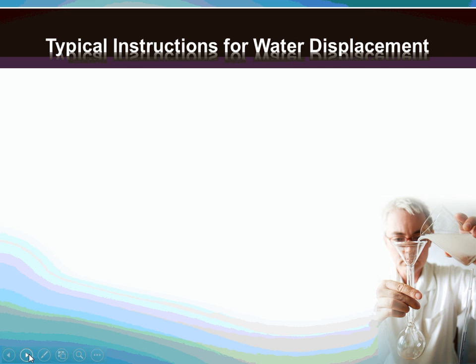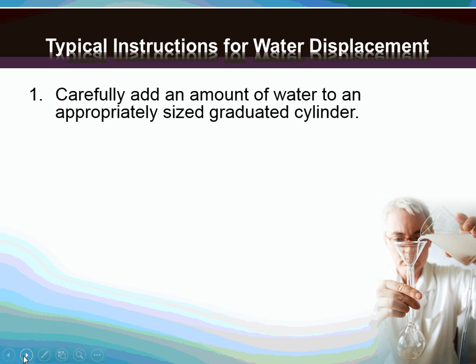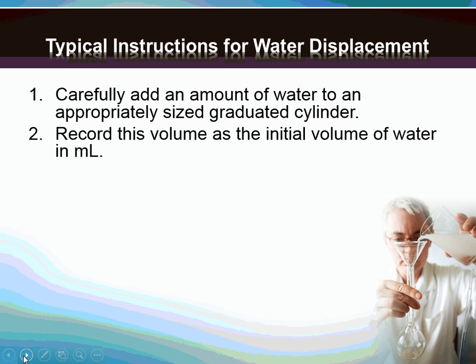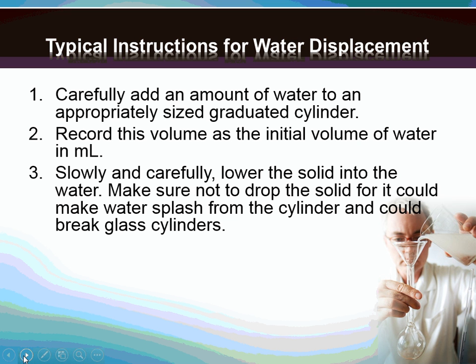All right, so let's take a look at what these instructions would look like if we had them written down. Okay, so first off, we want to carefully add an amount of water to an appropriately sized graduated cylinder. When we say appropriately sized graduated cylinder, we are referring to a graduated cylinder that is large enough for the object to fit into. We are going to record this volume as the initial volume of water, and typically we measure this in milliliters. Slowly and carefully lower the solid into the water. Make sure not to drop the solid, for it could make the water splash from the cylinder and could potentially break the glass cylinder.